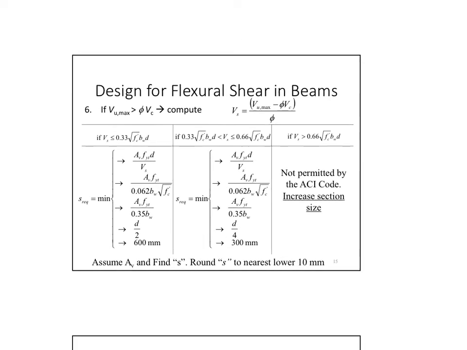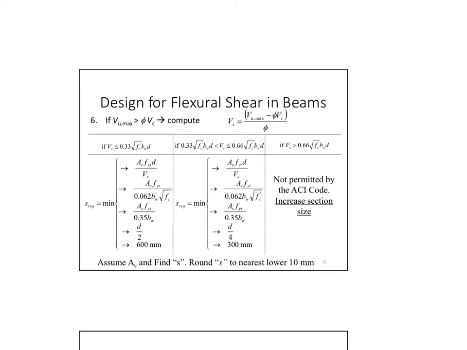Now, what if my Vu is larger than my phi Vc? This is a really good design. Why? Because you're really using your stirrups. They're not just sitting there doing nothing, they're really part of your design. This is a more economic design. And in this case, I will have to calculate my Vs.